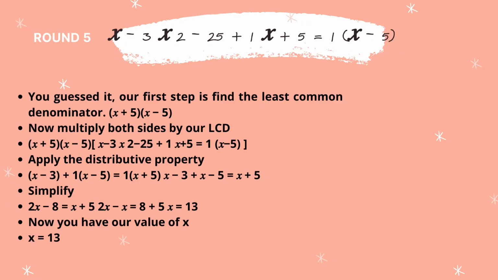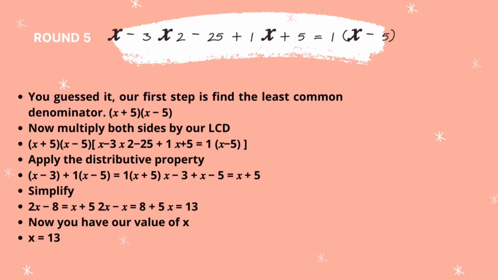Now for our final example for today. Consider the equation (x - 3)/(x² - 25) + 1/(x + 5) = 1/(x - 5). You guessed it, our first step is to find the least common denominator: (x + 5)(x - 5). Now multiply both sides by our LCD, (x + 5)(x - 5).